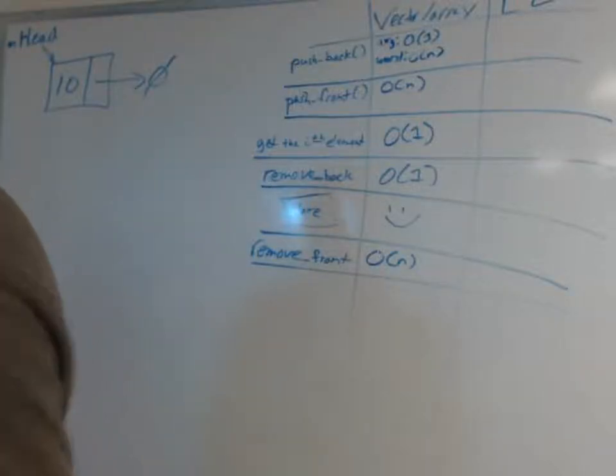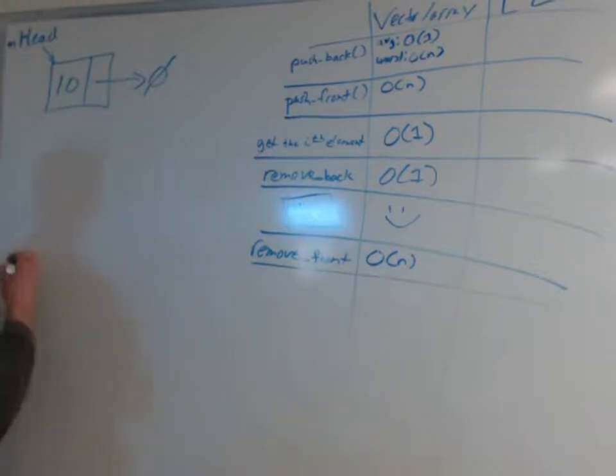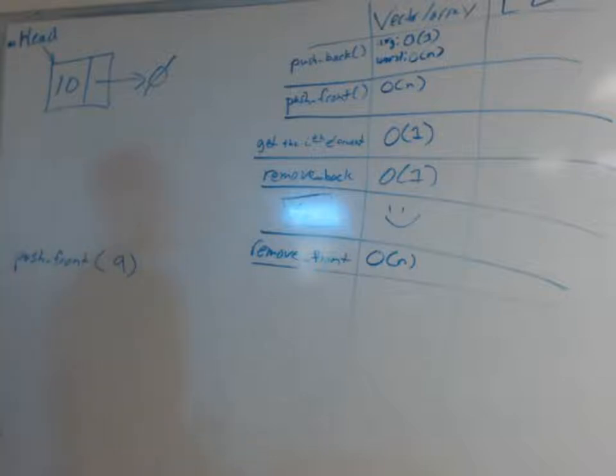Let's say we're up here on the code, and we want to push front the value 9. Would that be a big O of 2? There's only big O of 1. There's no big O of 2. If it's constant, we call it O of 1. Would that be an O of 1 then?